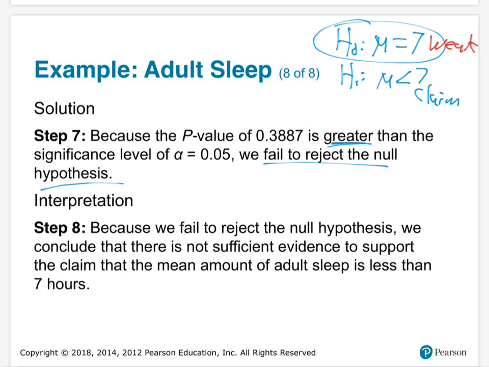Exactly, well said. That's kind of like what Mai was bringing up as well. Exactly. That's the truth. So if there's weak evidence, then there's not enough evidence, is there? There's insufficient. We fail to reject the null. We conclude that there's not sufficient evidence to support the claim. We don't support the claim that the amount of sleep is less than 7 hours. Does that seem weird? What was the average?